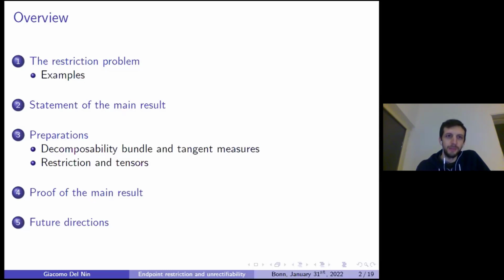I will start by recalling what the Fourier restriction problem is. And then I will give the statement of the main result. And then, as I said, we'll try to guide you through the proof. We'll need two tools from GMT, namely the decomposability bundle and tangent measures. And then I will give you the proof of the main result and discuss some possible future directions.